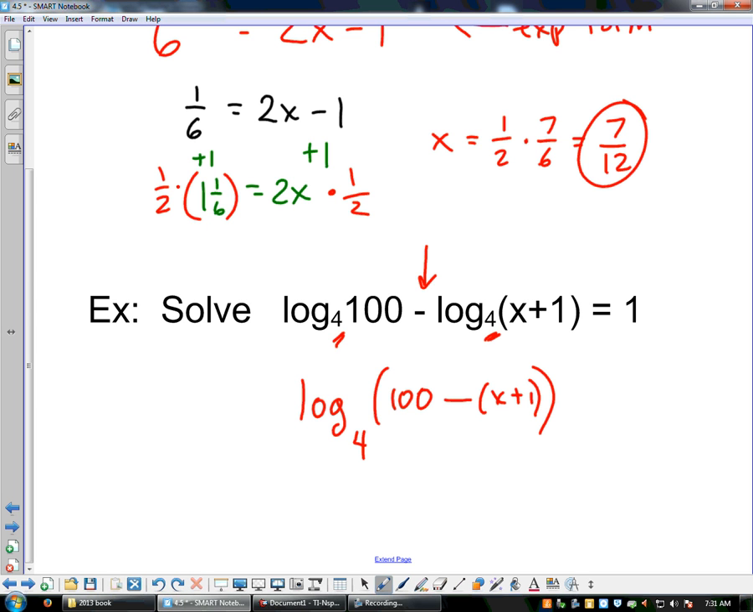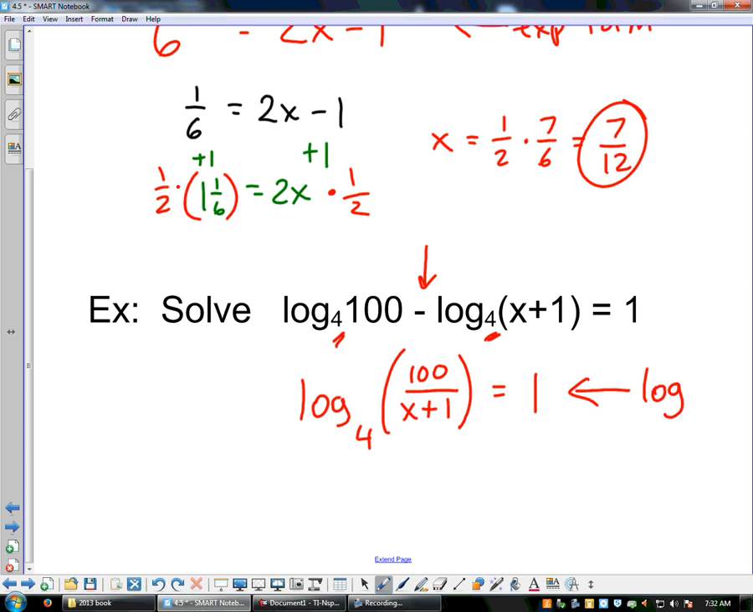No. From our properties of logarithms, we know that if there is subtraction, we are going to want to write it with division as one logarithm. So it's going to be log to the base 4 of 100 divided by x plus 1 equaling 1. All right, now how do we solve this? Now that we have it like this, again, this is in log form. Let's rewrite it in exponential form.